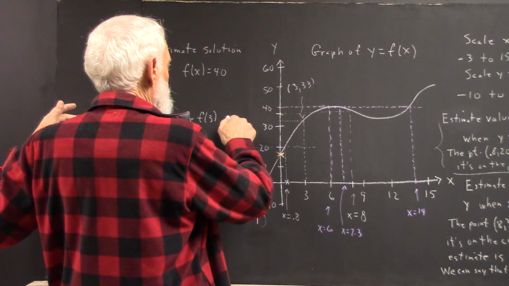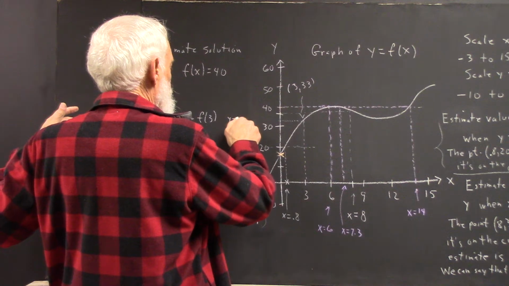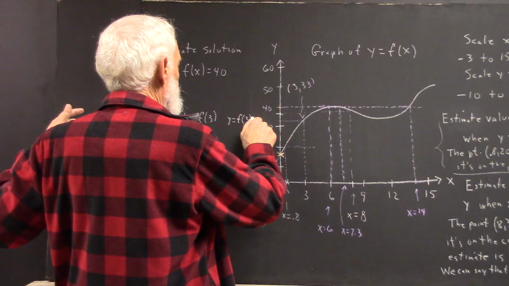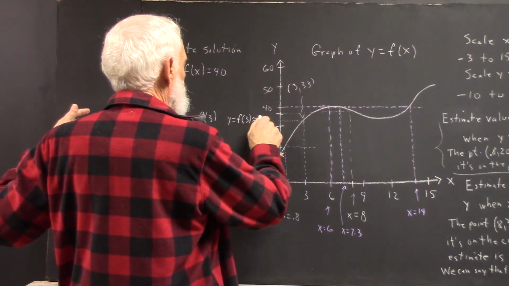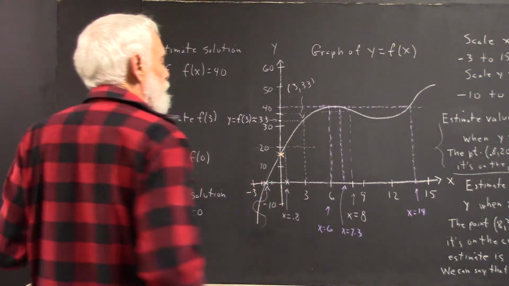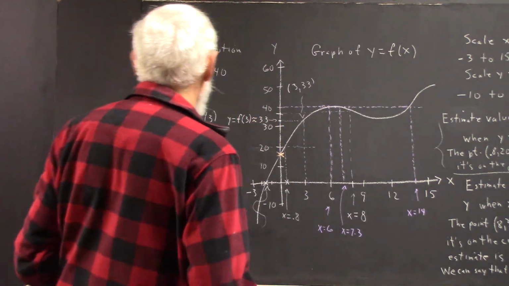Now I'm going to write y equals f of 3, approximately equal to 33, and a little arrow indicating this. Okay?